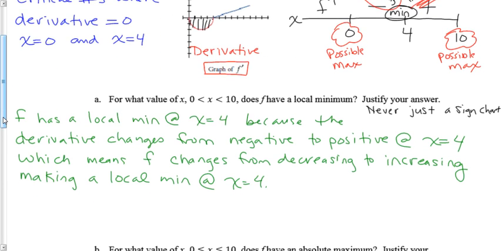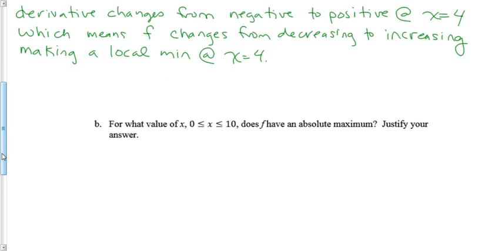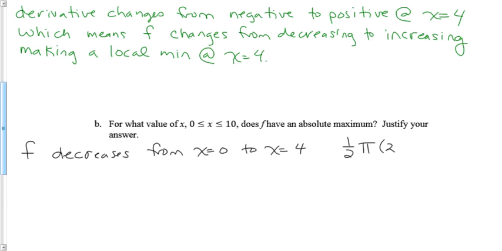I'm going to look at my graph and look down. My radius is 2, and I have half of a circle. So f decreases from x equals 0 to x equals 4. The area under the curve is 1/2 times pi times the radius squared. So my function is going to decrease by 2 pi.